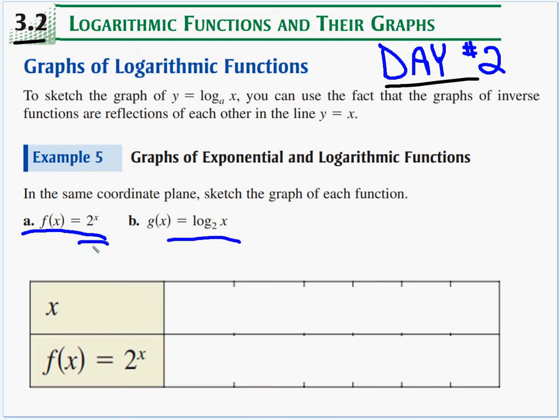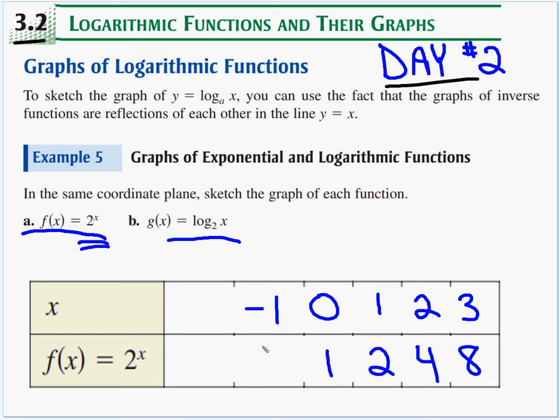Okay, you might remember this one from the 3.1 video. If x is 0, 2 to the 0 is 1. If x is 1, 2 to the first power is 2. If x is 2, 2 squared is 4. If x is 3, 2 cubed is 8. And if we go negative, 2 to the negative first is 1 over 2, or a half. Negative 2 would be 2 to the negative 2, or 1 over 2 squared, 1/4. And that gives us enough points.